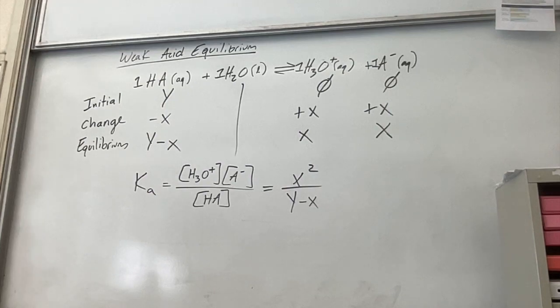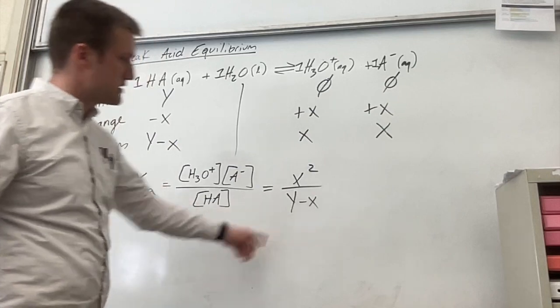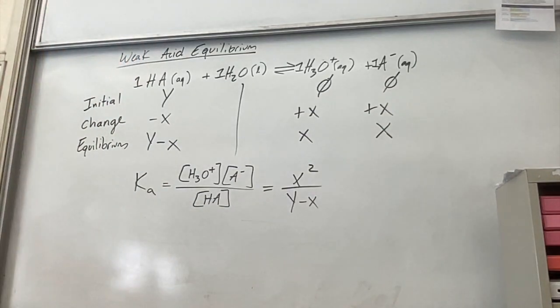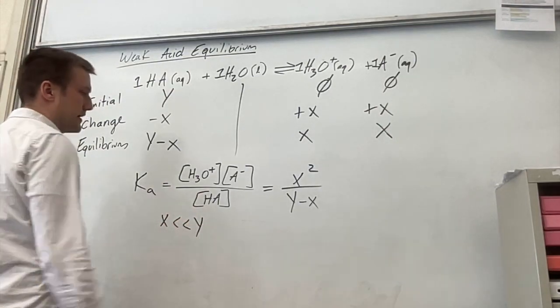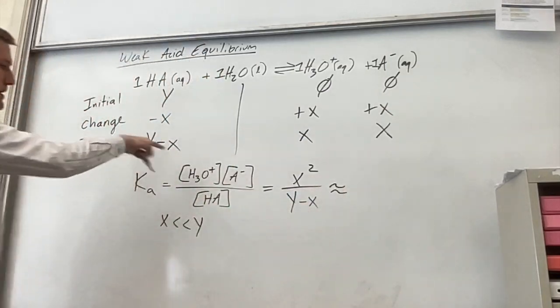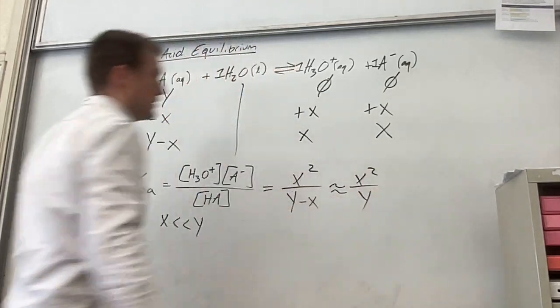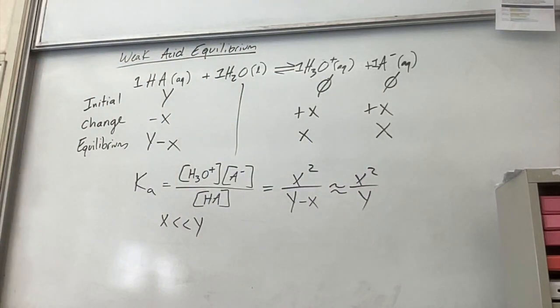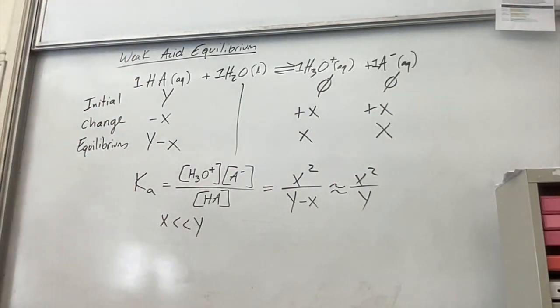So that can get ugly. Sometimes they'll give you Ka and ask you what X is, and don't spend a lot of time on that. The trick is, if X is a lot smaller than Y, then you can just approximate the Y minus X as being equal to Y. And then it's a lot easier to solve for X, because you would be given the initial concentration Y, and the Ka, and you could solve.